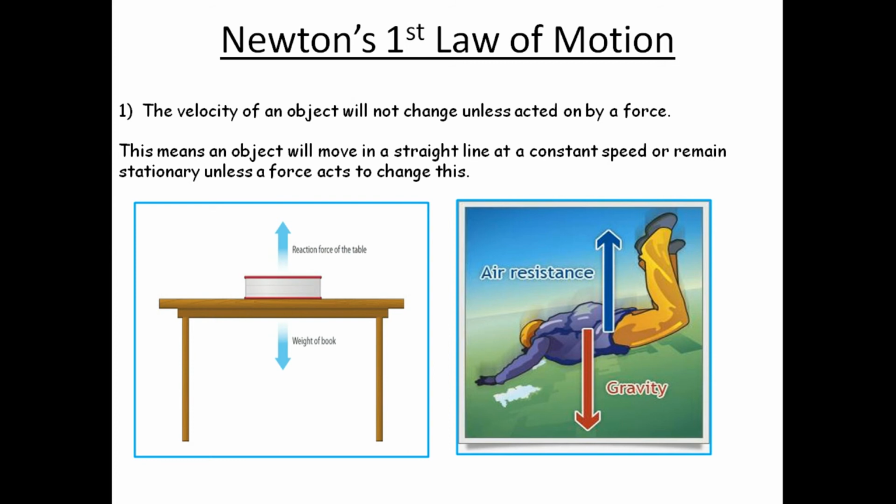So, two examples here. A book on a table, it is stationary. Unless another force acts on it, it won't move. The skydiver, again, the forces on it are balanced and he's moving at a constant speed as he falls towards the earth.